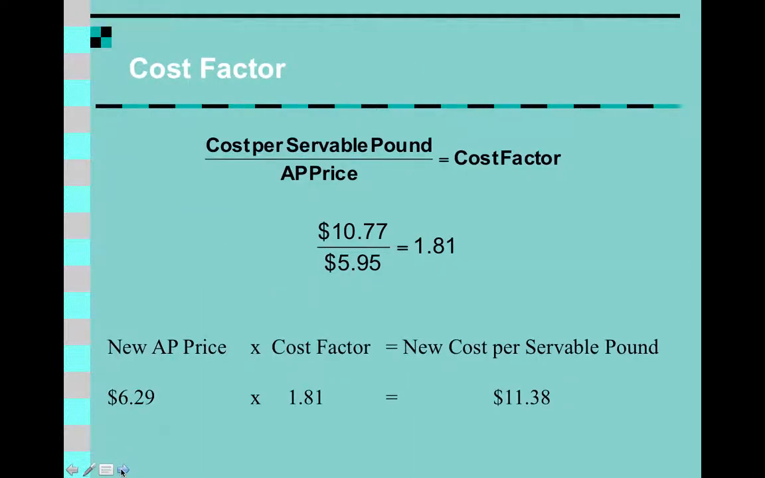All right, cost factor. This is just a ratio, a factor that you'll need to know how to do as well. You look at the cost per servable pound, which we had figured out earlier, divided by our as-purchased price, and that gives us a cost factor of 1.81. Then we have a new AP price times cost factor, and there's our new cost per servable pound. The math here isn't difficult, you just need to understand the concepts behind why you're doing this.